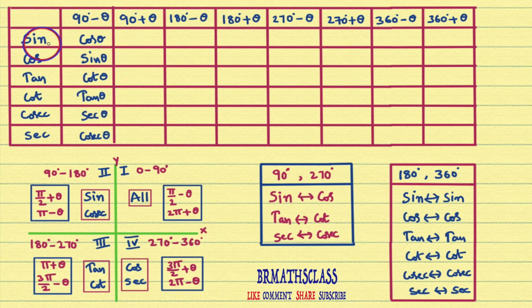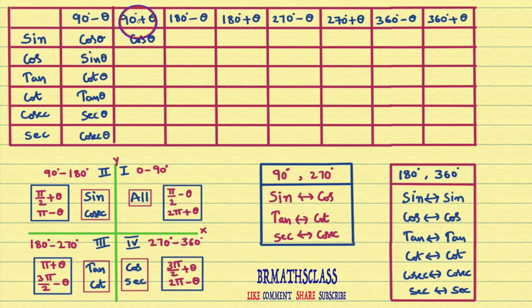Now you see here sin(90 degrees + theta). Here 90 degrees is there, pi by 2 is there. Whenever you see 90 degrees or 270 degrees in allied angles, what do we do? Sine changes to cos. Here sine changes to cos theta.